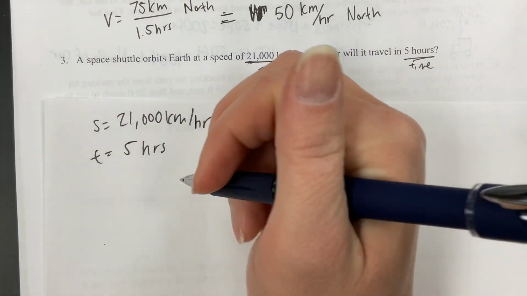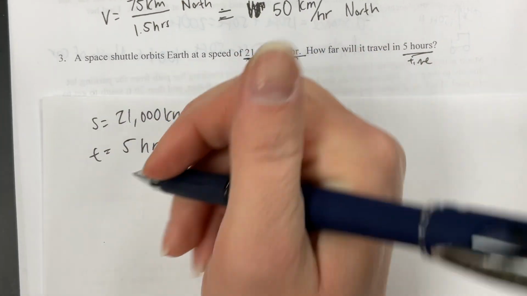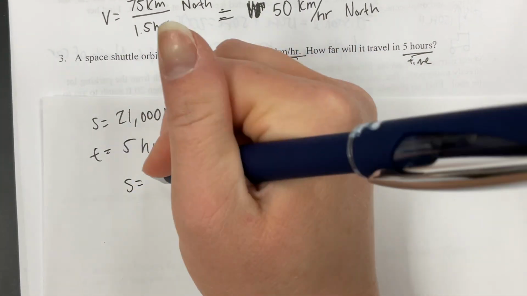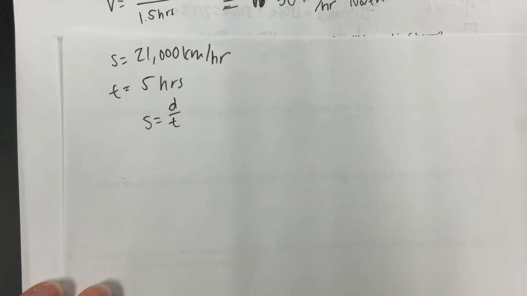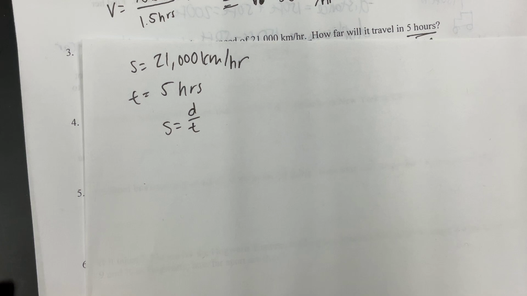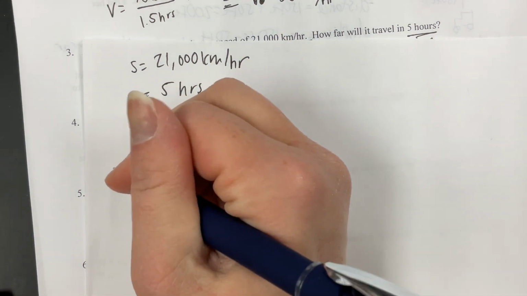Okay, so if we do this the mathy way, what you're gonna do is you're gonna use that speed equals distance divided by time formula, and you're just gonna put the right stuff in the right places. So I'm gonna put 21,000 kilometers per hour in for S over here.